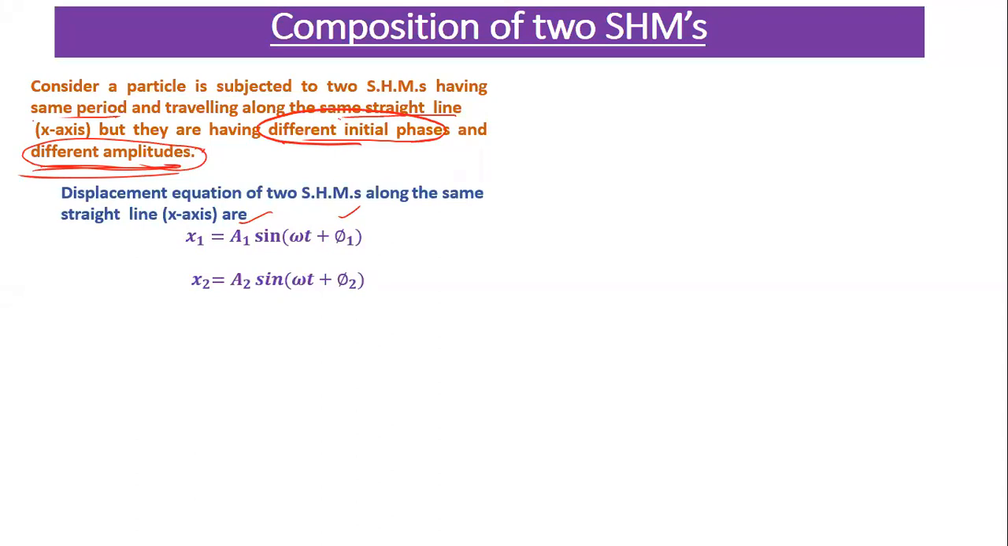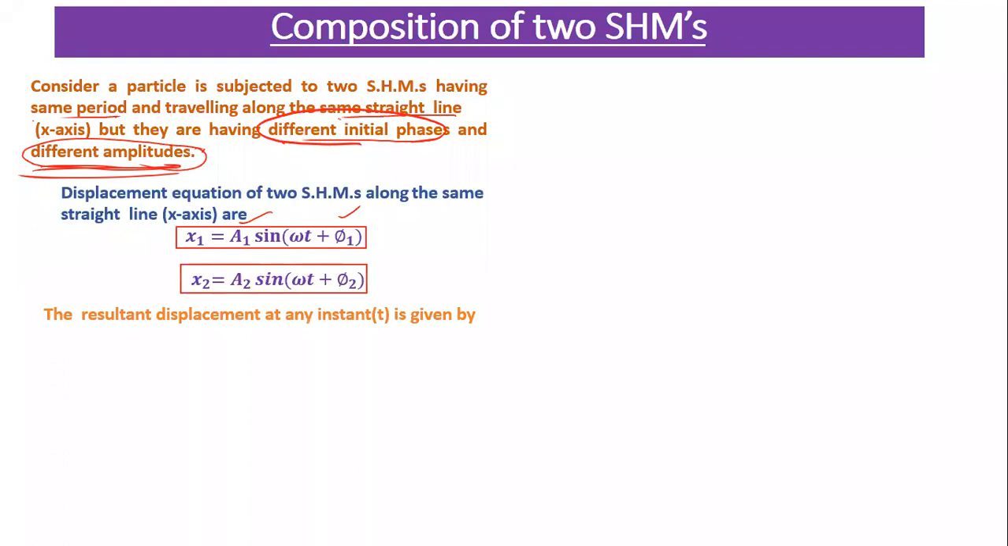Now we have to consider the composition of these two SHM. When we consider these two SHM, the resultant displacement is given by the formula x is equal to x1 plus x2. Now let me substitute x1 and x2 in this formula. After substitution, we get x is equal to a1 sine omega t plus phi 1 plus a2 sine omega t plus phi 2.